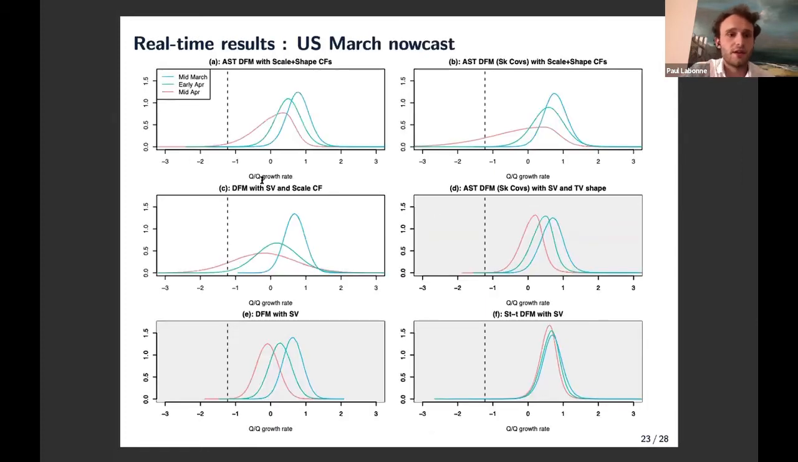And here I'm showing the results from the real-time estimation, and that's the nowcast for March, so for the first quarter of last year. The interesting thing here is that model B, which includes common factor in scale and shape, is able to capture this asymmetry toward negative values, which is really interesting. And we do not get this if we do not model a common factor in either the scale or the shape parameter.